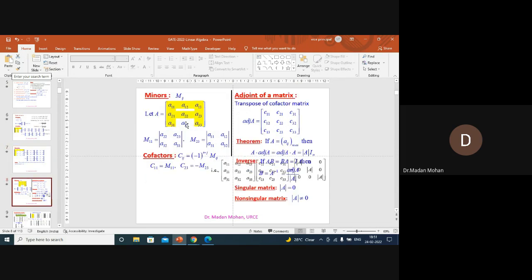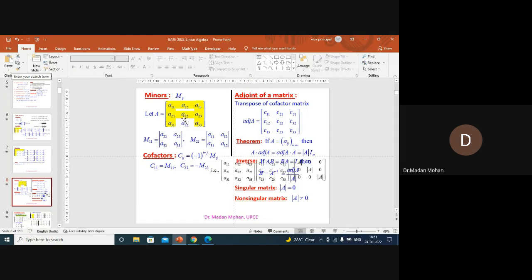Next, minor. Minor means it is the determinant of a submatrix, square submatrices. Determinant is defined only for square matrices. Minors are determinants of submatrices. Cofactors means minor together with the sign, minus 1 power i plus j. If you write all the cofactors in place of the elements of A, it is called the cofactor matrix. If you write the transpose of the cofactor matrix, it is like this. We call it the adjoint of A.